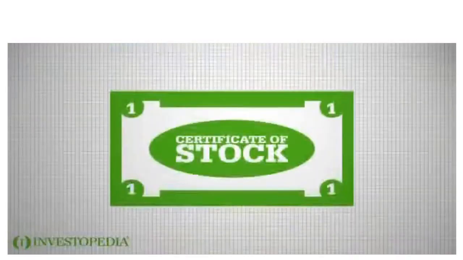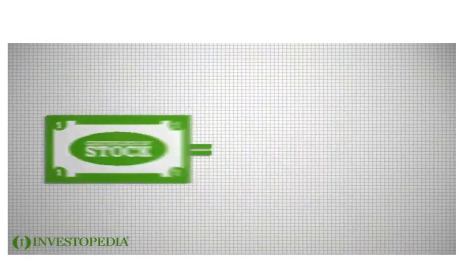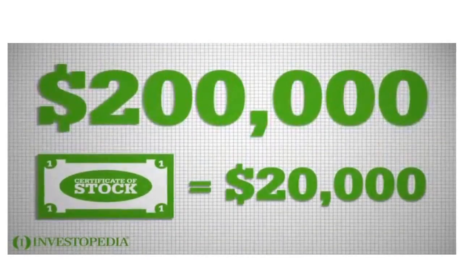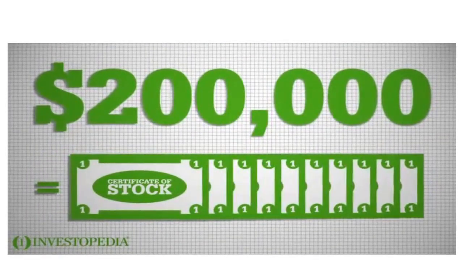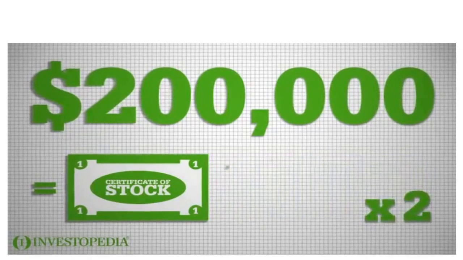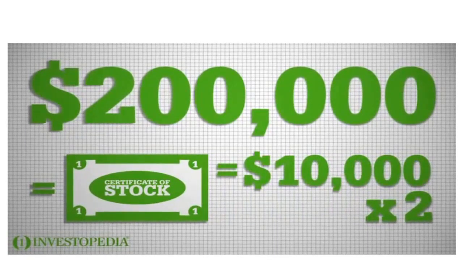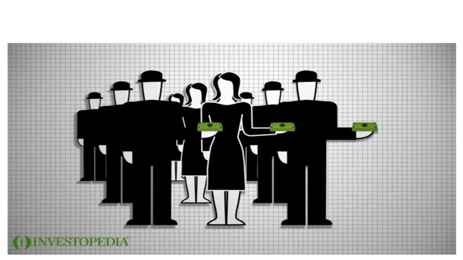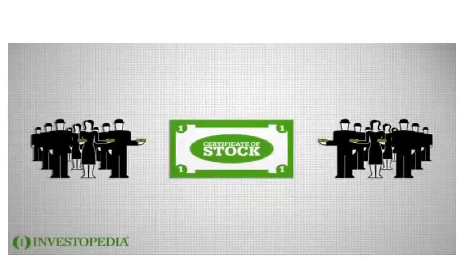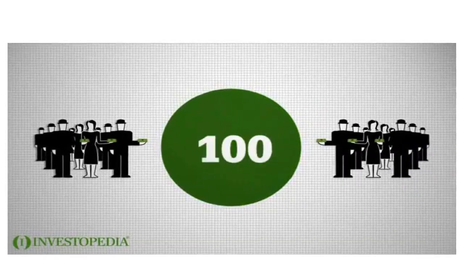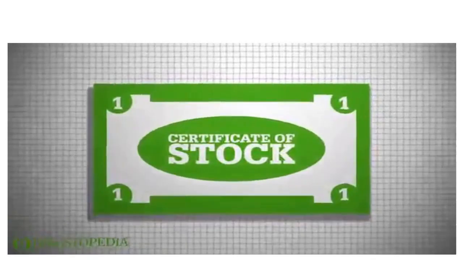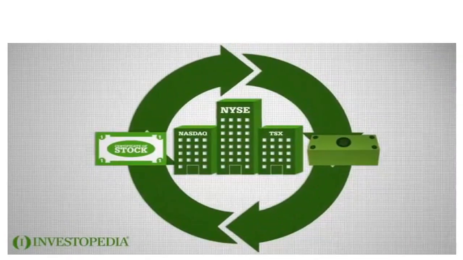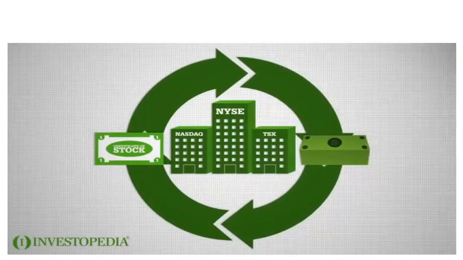This means each share of the company is now worth $20,000: $200,000 divided by 10 shares. That's twice the original $10,000. The original investors can sell their stock in the company to other investors for a 100% profit. This is how stocks work. Stocks are bought and sold daily on the major exchanges.